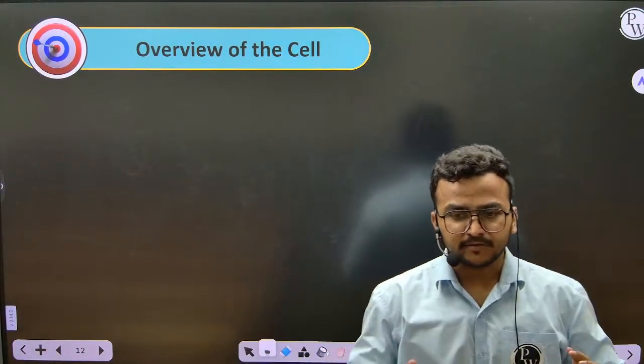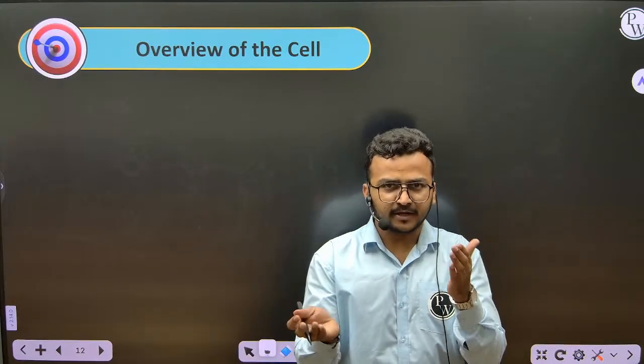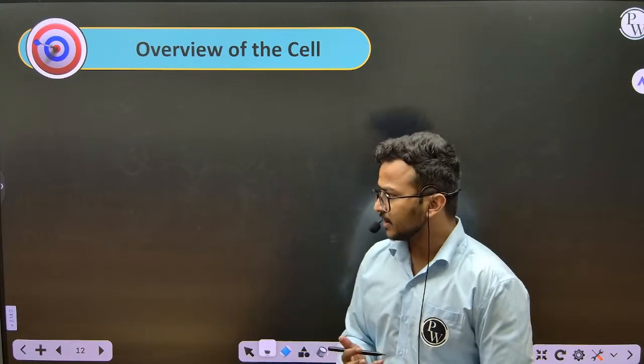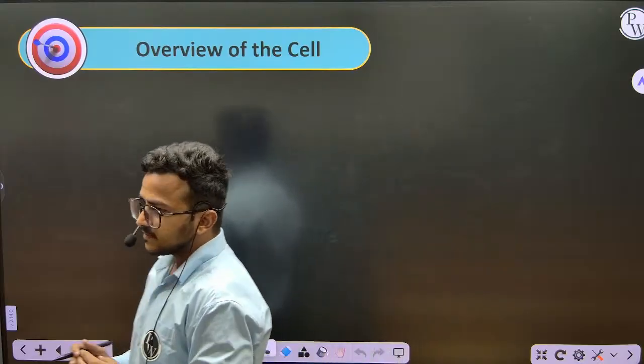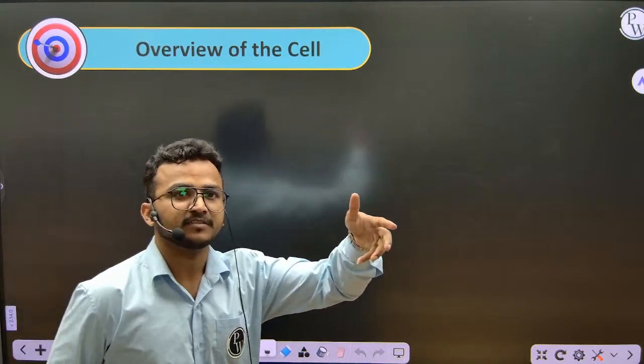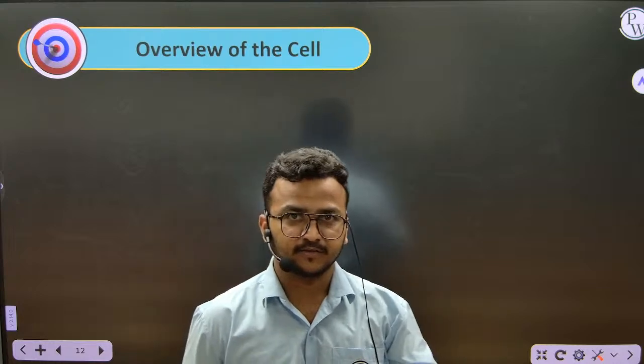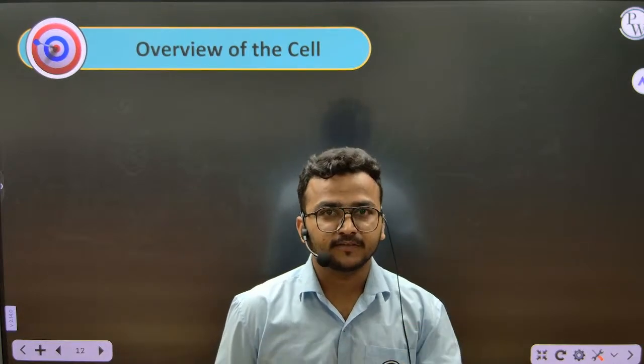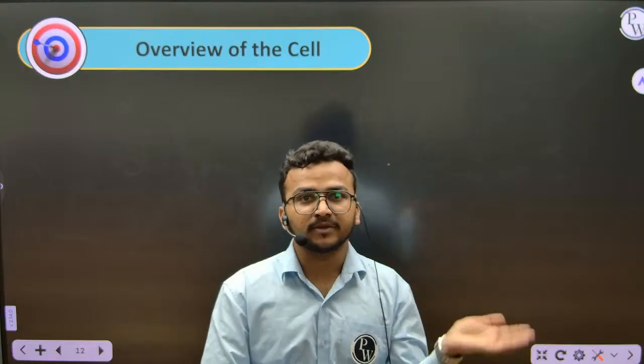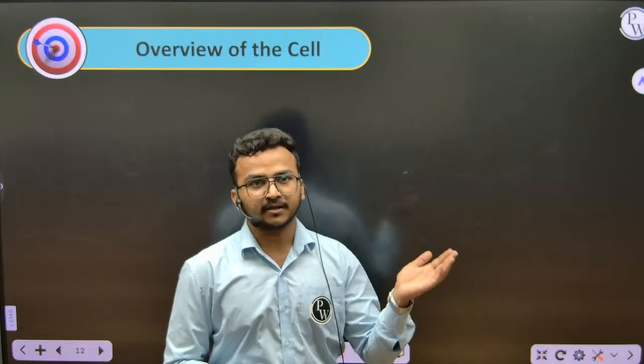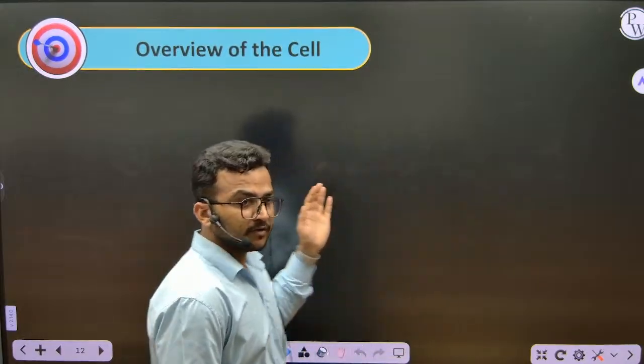Overview of the cell means you can have the books in front of you and see there also. Overview means a complete analysis of the cell. So far what we have discussed, or what you have already learned in the previous classes about the cell, that we are going to discuss here now.